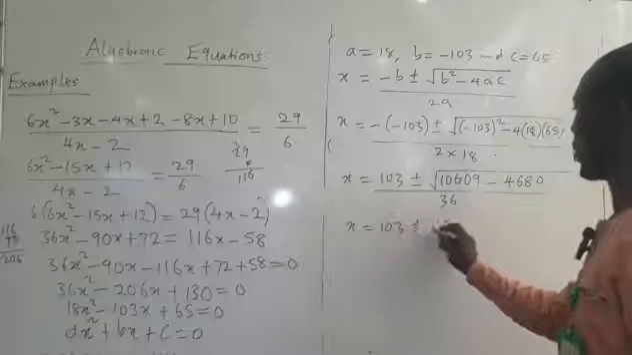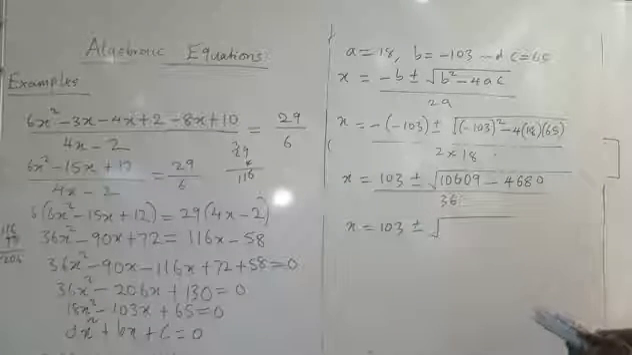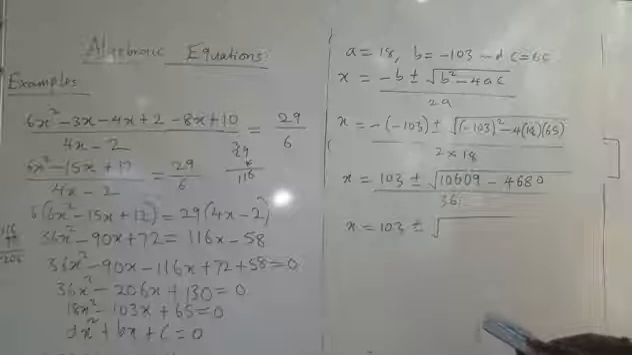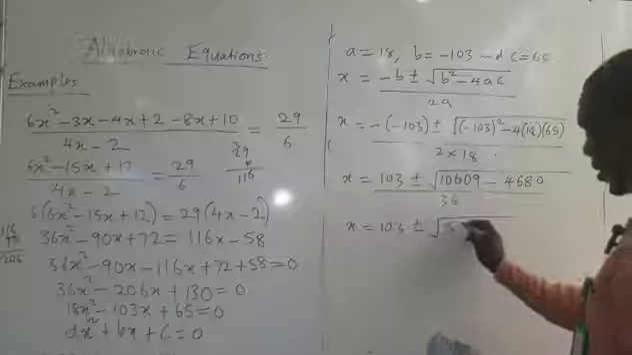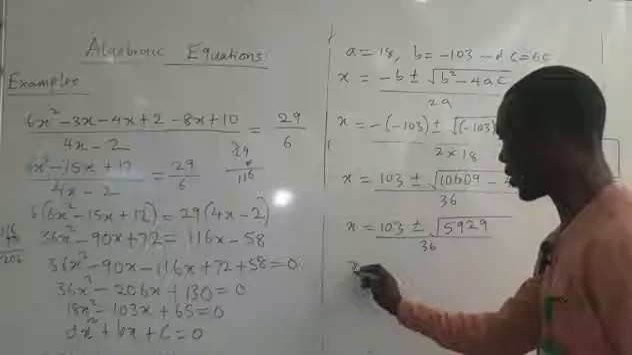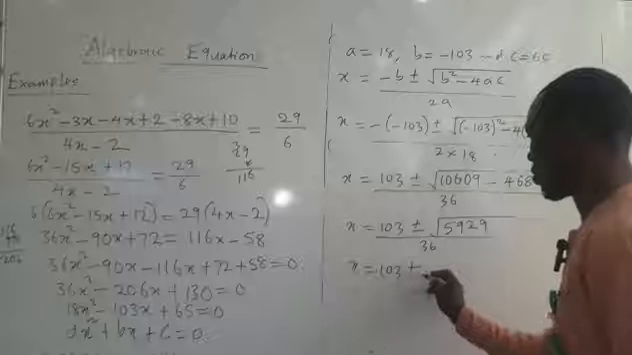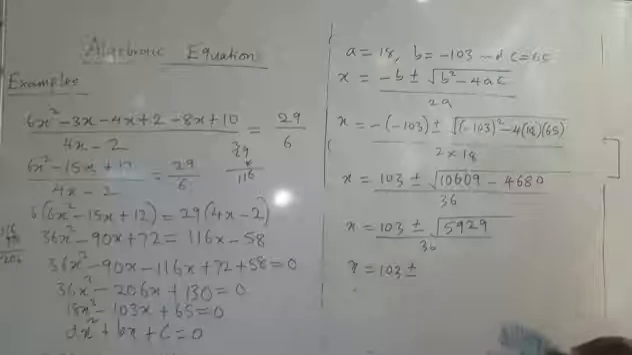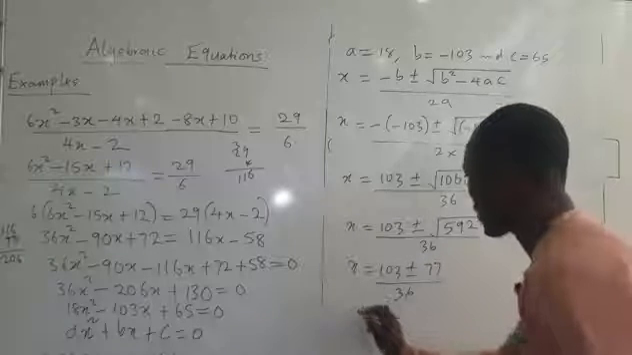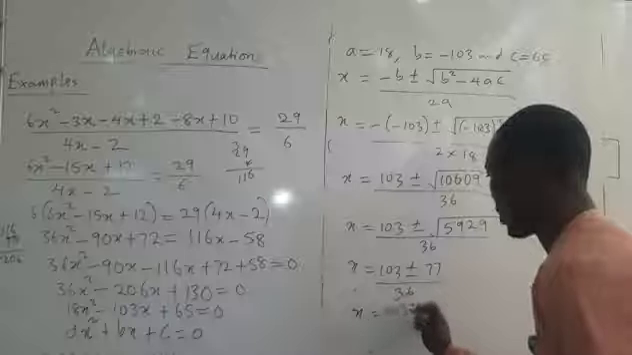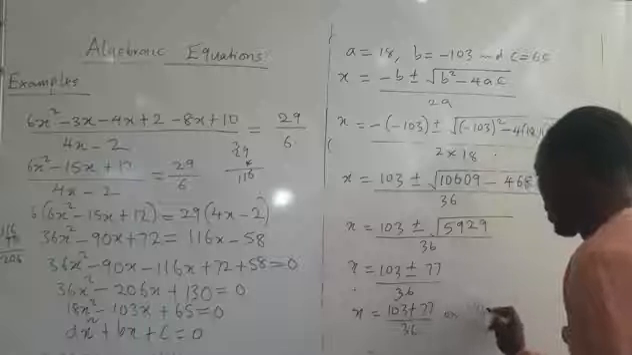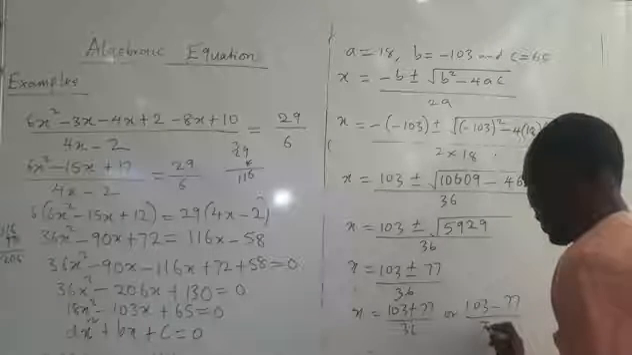plus or minus square root of 10,609 minus 4,680, which equals 5,929, all over 36. Then we have x to be 103 plus or minus the square root of the answer, which equals 77, all over 36. So we have x to be equal to 103 plus 77 all over 36, or 103 minus 77 all over 36.